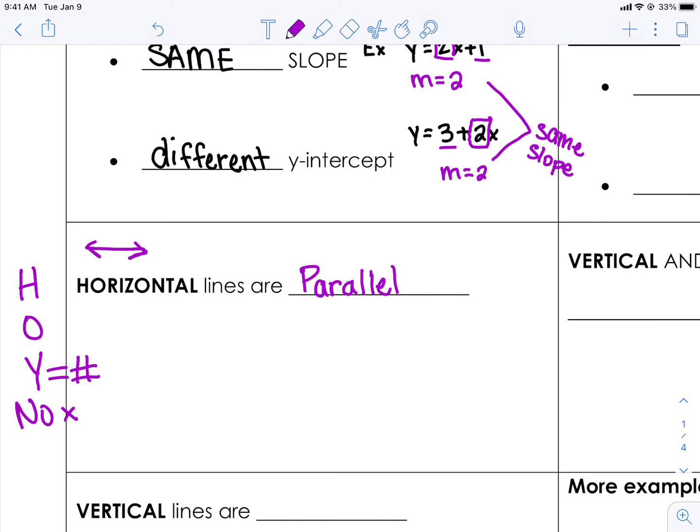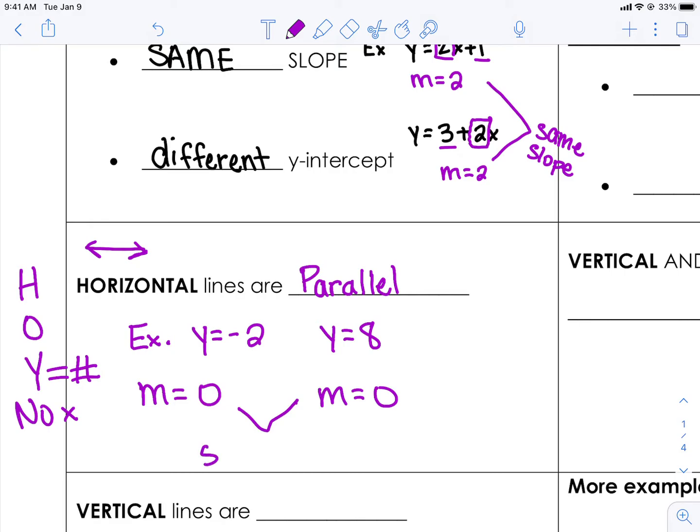Okay, an example of two lines that are parallel and horizontal would be y equals -2 and y equals 8. If we decided to identify the slope, which is m, we would know that if it's a horizontal line, the slope is 0. Same goes for this one. It has no x in the equation, so our slope is 0. Because we have the same slope, these lines are parallel.